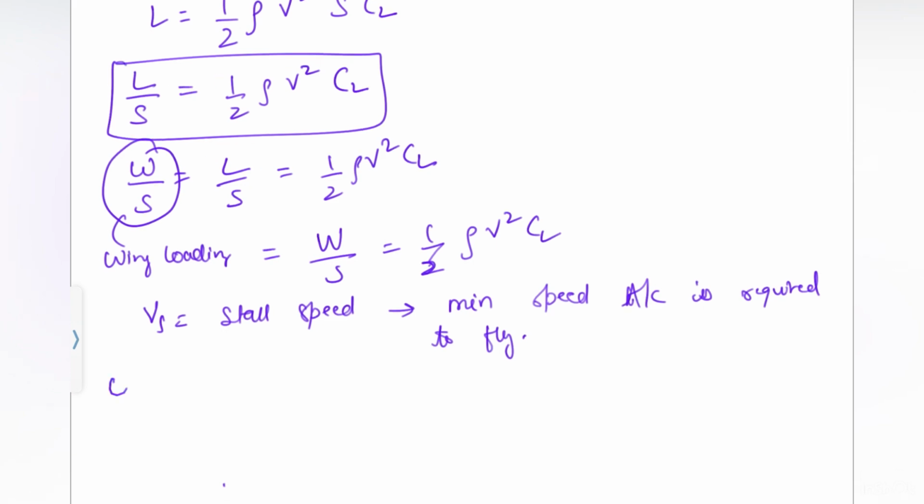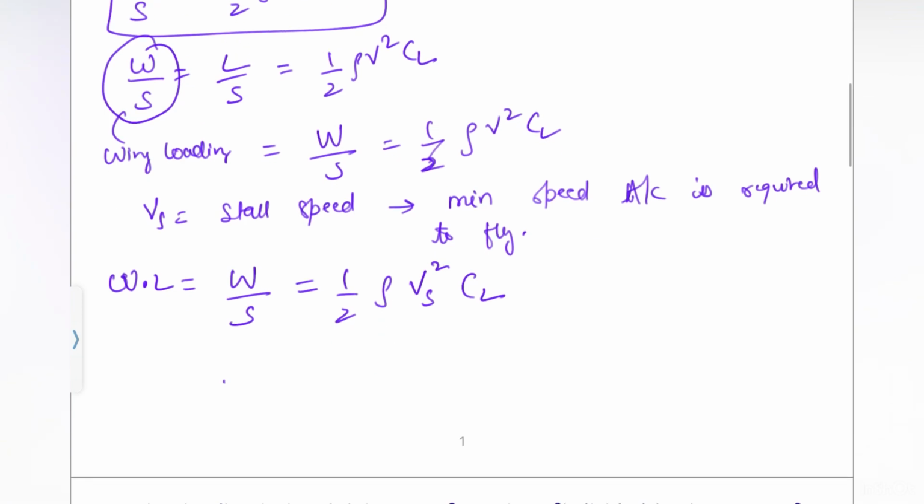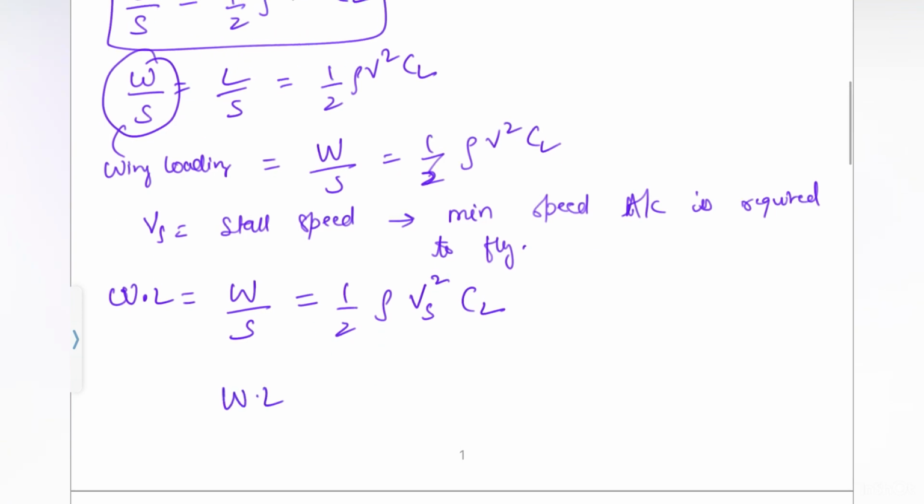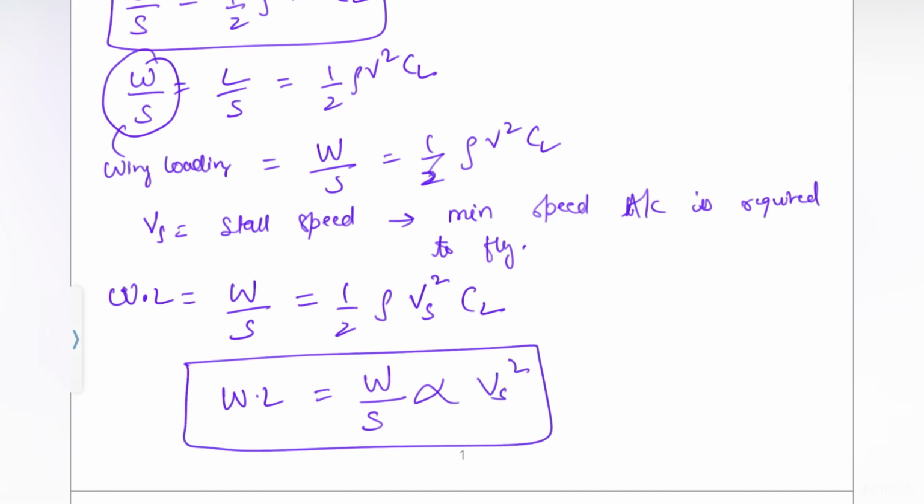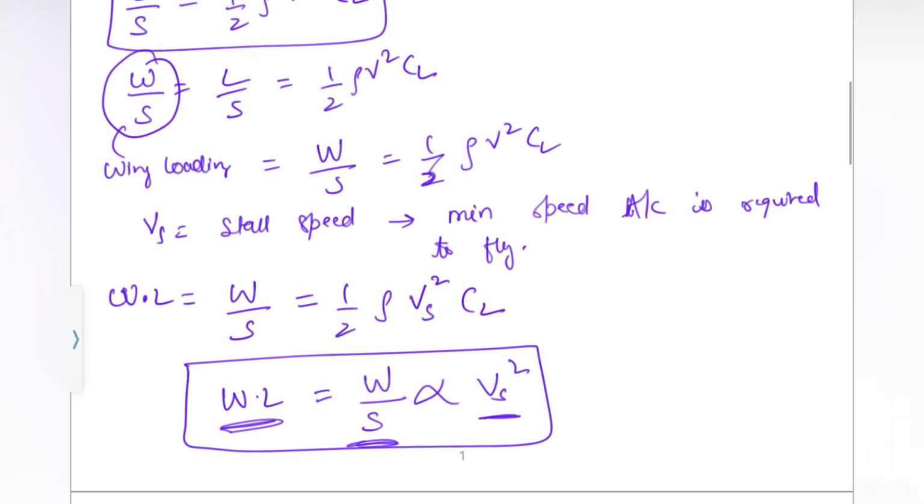So if we write that, wing loading is equal to W by S is equal to half rho Vs square CL. Or we can write wing loading, that is weight upon area, is proportional to Vs square. So this is the final equation, which is the relation between the stall speed and the wing loading, W by S or W by A. You can write either way.